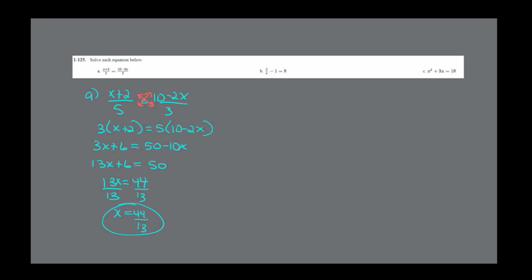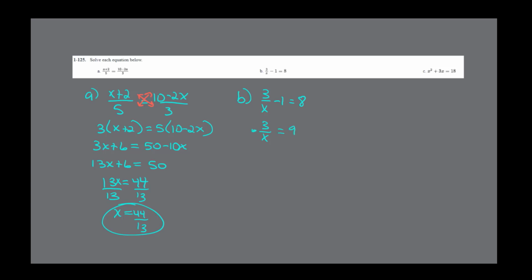Okay, on B, let me go ahead and write this out as well. All right. This is not cross multiplication. We don't have two fractions. But I am going to go ahead and solve it. So the first thing I'm going to do is add 1 because I want to get that x term by itself.